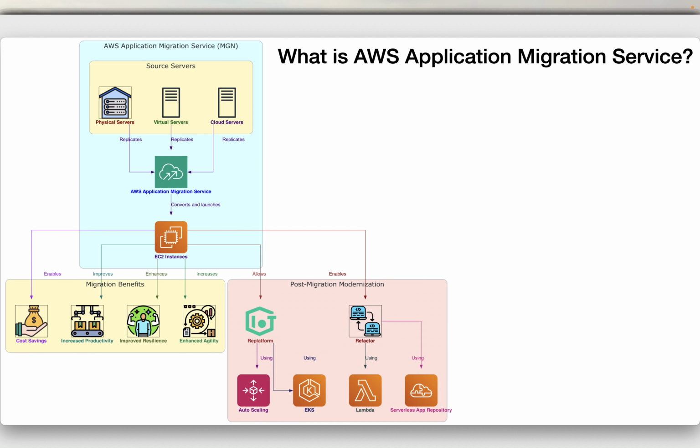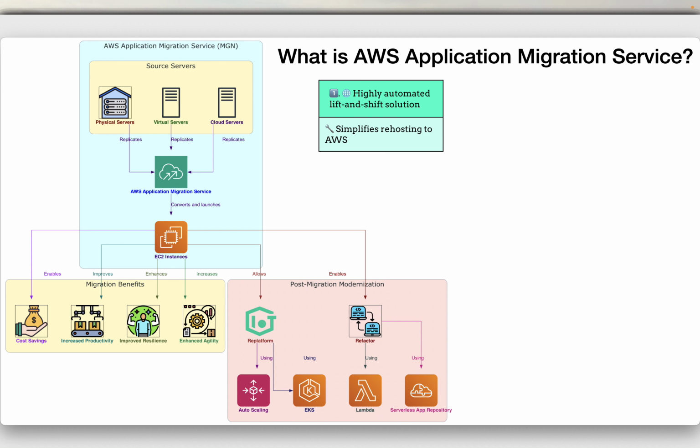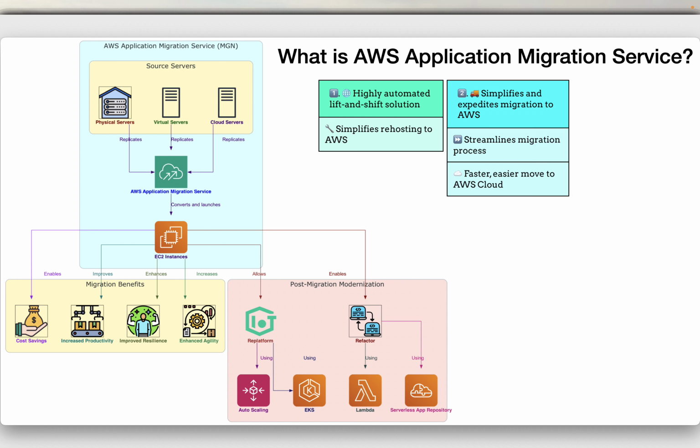So what is AWS Application Migration Service? Application Migration Service is a highly automated solution that simplifies the process of rehosting, lift and shift applications to AWS. Application Migration Service streamlines the migration process, making it faster and easier to move applications to the AWS cloud. By automating the migration process, Migration Service helps reduce the overall cost of migrating applications to AWS.